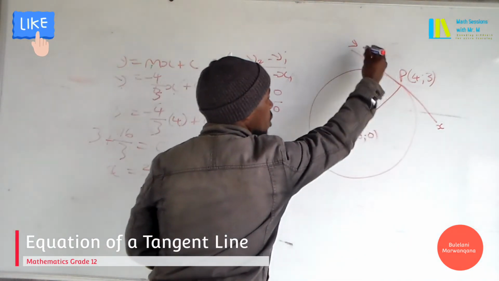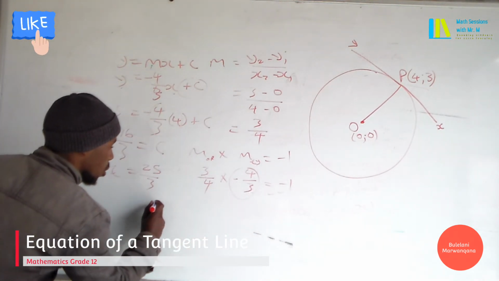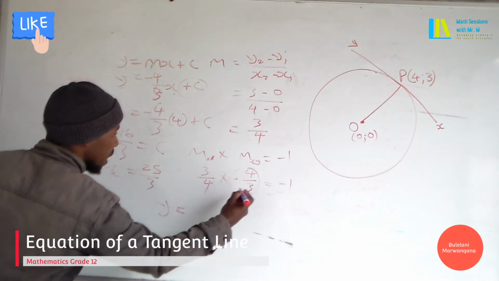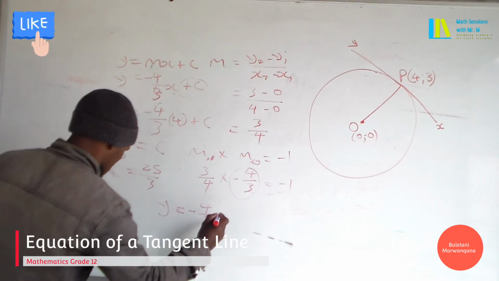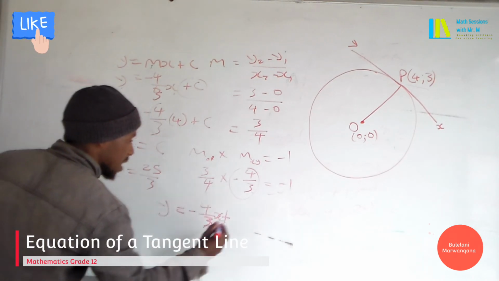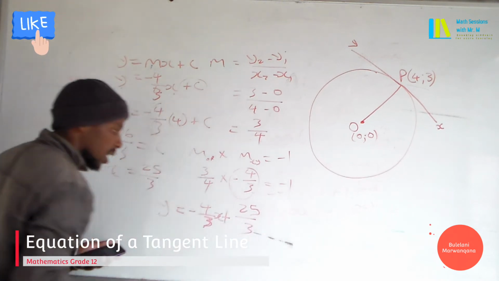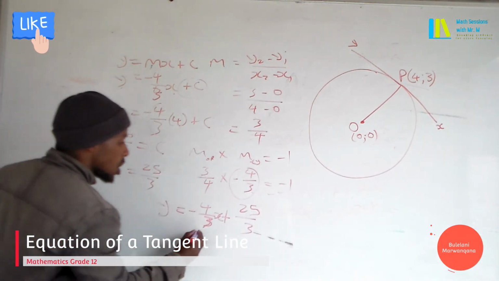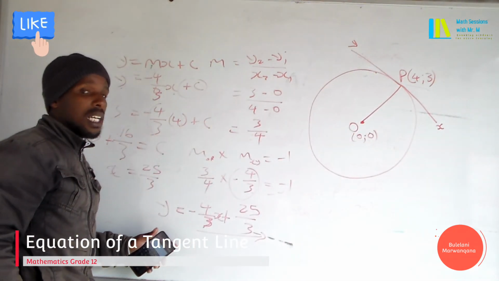So the equation of this line now, we have a c and we have an m, so we have discovered the equation of the line to be y equals -4 over 3 x plus the 25 over 3 that we just discovered. So that is the equation of the line XY that we have sorted out right there.